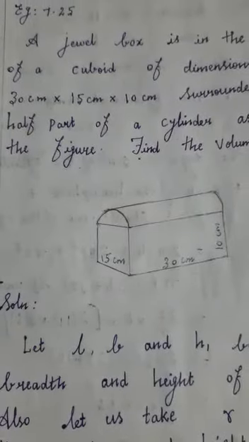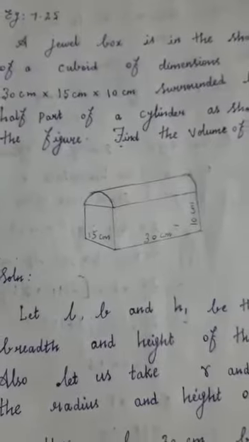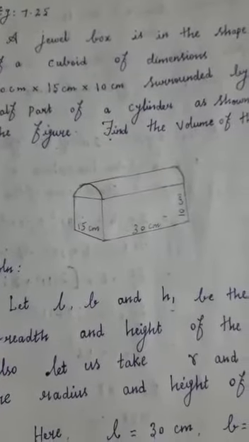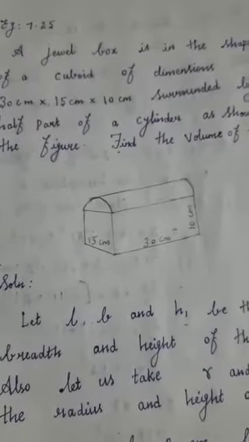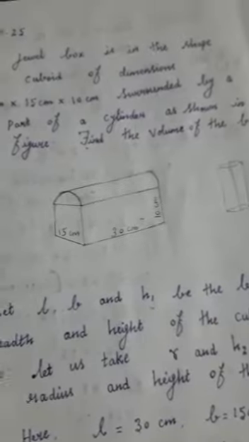Now let us see example 7.25. Now see the question. A jewel box is in the shape of a cuboid of dimensions 30 centimeter into 15 centimeter into 10 centimeter, surrounded by a half part of a cylinder as shown in the figure. Find the volume of the box.